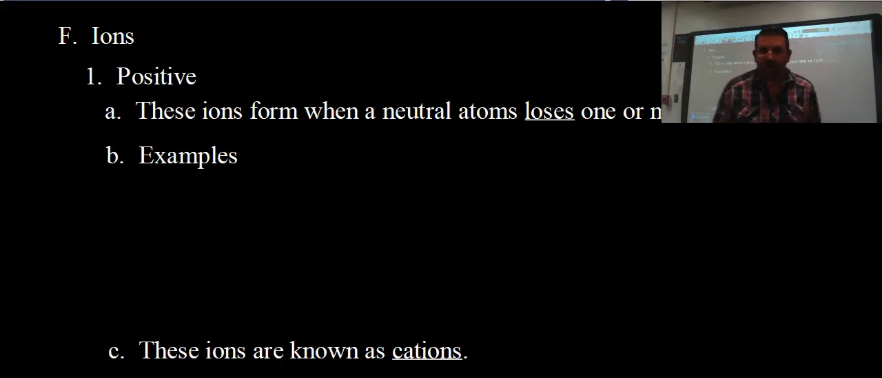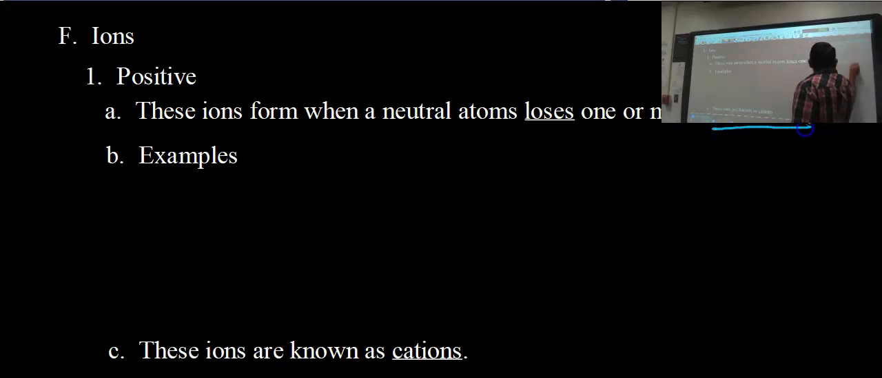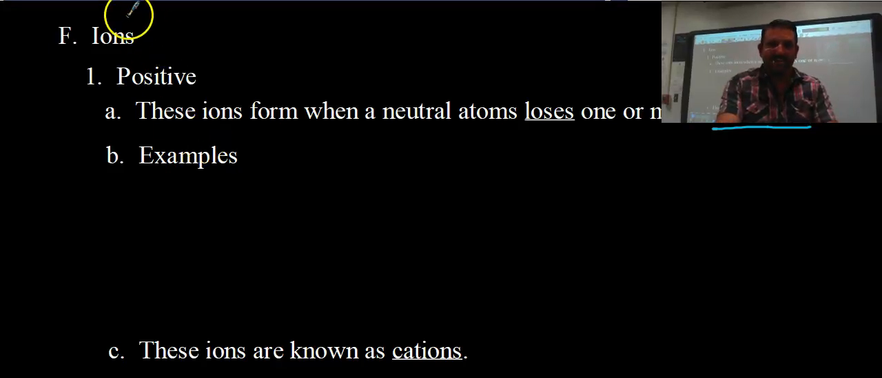These ions form when a neutral atom loses one or more electrons. So it's very important to understand that atoms can somewhat easily gain and lose electrons, but they cannot gain and lose protons. Remember, protons determine what an atom, or in this case an ion, is. So that never changes, at least not until we get to nuclear chemistry later in the year. So positive ions form by the removal of electrons.